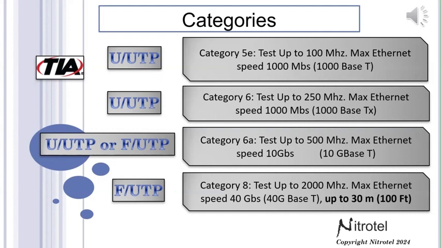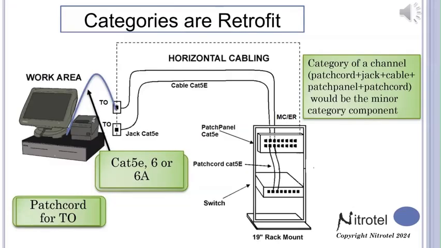Category 6A, which is an upgrade to Category 6, tests up to 500 megahertz worth of bandwidth and has a maximum Ethernet speed of 10 gigabits per second, commonly called 10 gig Ethernet. And finally, Category 8, the latest and greatest, tests in bandwidth up to 2,000 megahertz and has a maximum Ethernet speed of 40 gigabits per second, or 40 gig Ethernet, for distances up to 30 meters, which is nearly 100 feet.